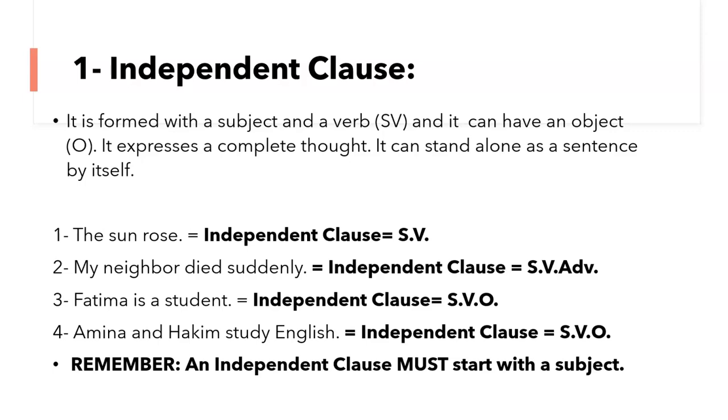Remember in the class when I was acting for you that I'm leaning on the desk and I can stand alone when we mentioned simple and compound sentences? And these are examples. The sun rose, that's SV. My neighbor died suddenly, which is SV plus an adverb, suddenly, immediately, happily, sadly. These are adverbs. Fatima is a student. This is subject, verb, and object. Amina and Hakim study English. Amina and Hakim, this is the subject. Study is a verb, and English is the object here. Don't forget that an independent clause must start with the subject: the sun, my neighbor, Fatima, Amina and Hakim.